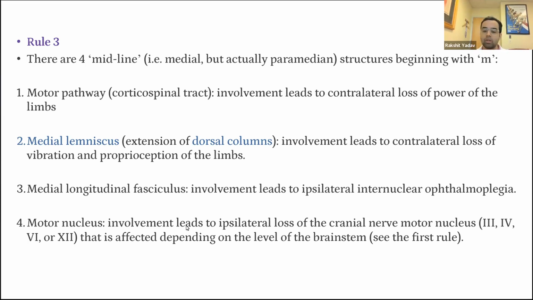And then you have the motor nucleus. The motor nuclei of four cranial nerves are present in the midline. So the oculomotor, the trochlear, the abducens, and the hypoglossal. So these nuclei are affected depending on the level of the brainstem.